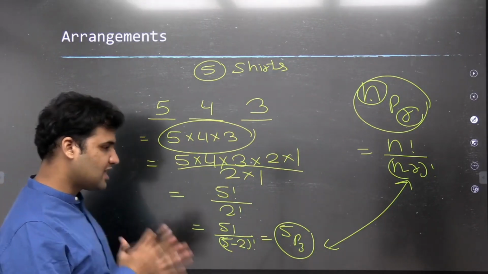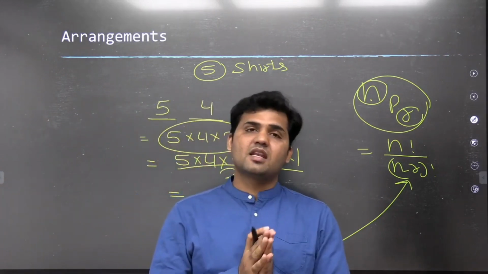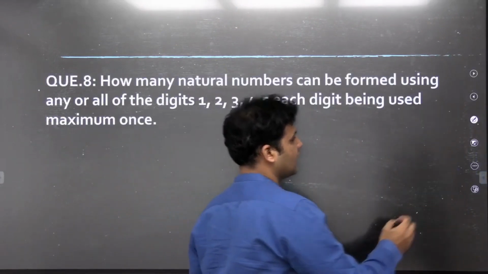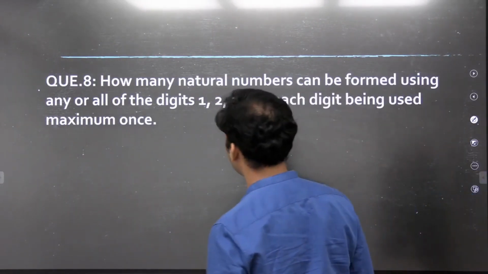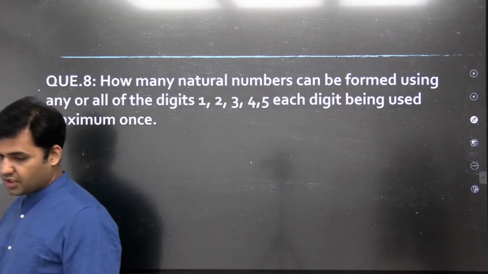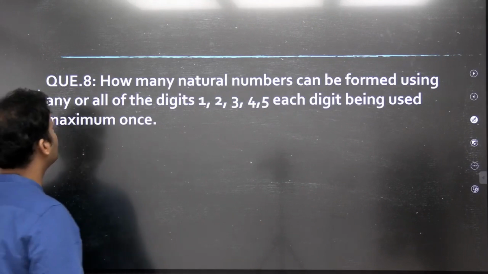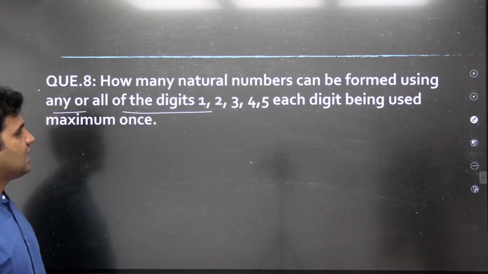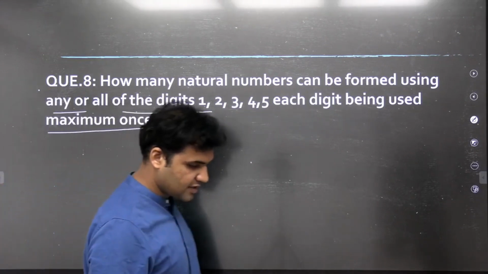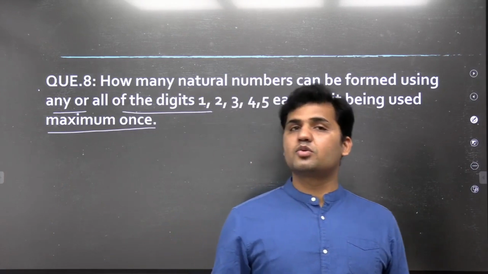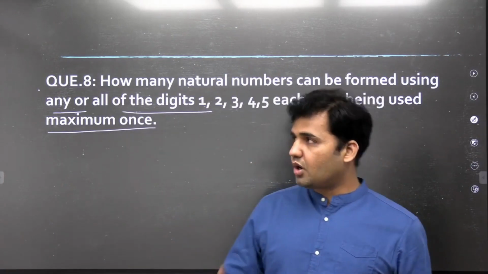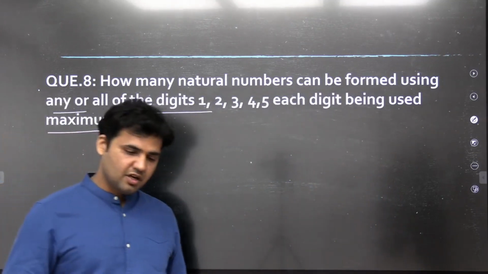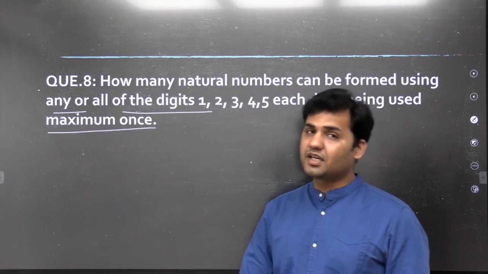Now we will be using the same concept in all digits and number based questions. Let's start. The first question that we are going to cover is this. As you can see on the screen, just go through the question, guys. How many natural numbers can be formed using any or all of the digits 1, 2, 3, 4, 5, each digit being used maximum once? That means one particular digit cannot be used twice. It can be used only once, and it is not mentioned whether I have to make a 1 digit number, 2 digit, 3 digit, 4 digit or 5 digit. It is not mentioned, guys.